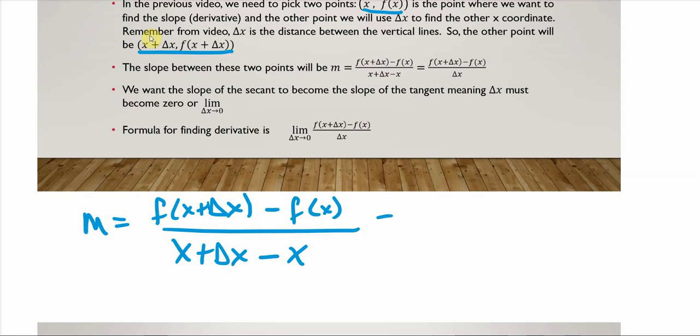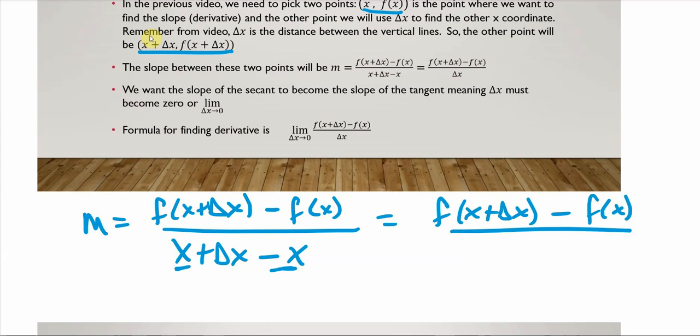Well, this is really nice and fancy because I know that here I have an x and here I have a minus x. They're just going to cancel out to give me 0. So my slope is really going to be f of x plus delta x minus f of x all over delta x. Now, what we need to understand is I want delta x to become 0. So I am going to put the limit here as delta x approaches 0. By adding this, I'm going to make the secant become the tangent.